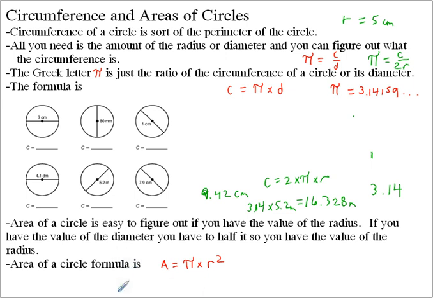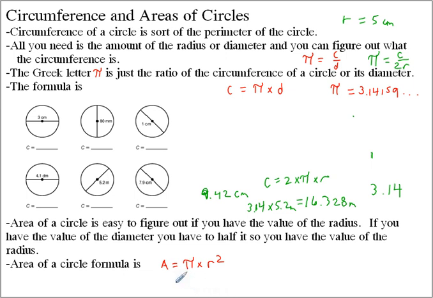So now the area of a circle formula is the area is equal to pi times r squared. And we'll talk about the derivation of this formula in class and why it works that way. It's basically that you divide a circle up into a bunch of sectors that you can rearrange into a parallelogram, and it ends up being this. But that's kind of a complex way of saying it.